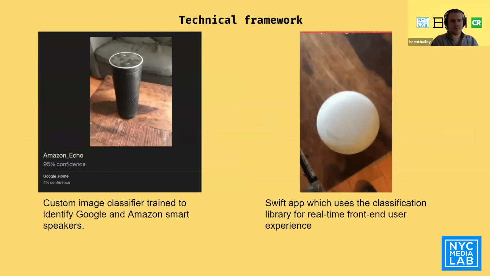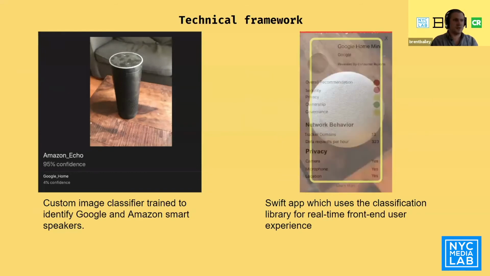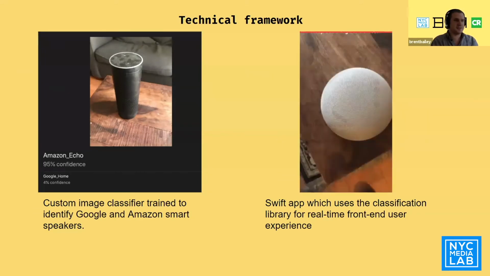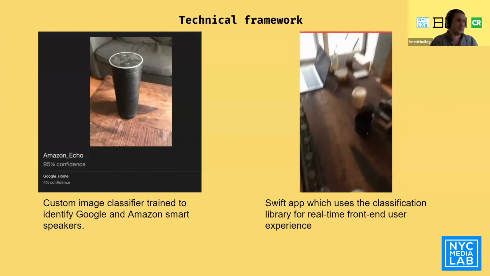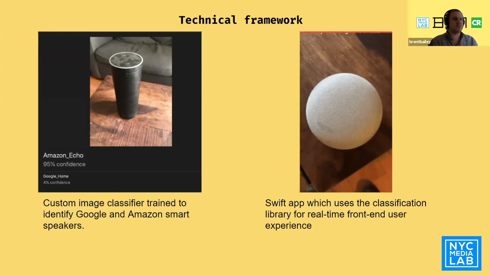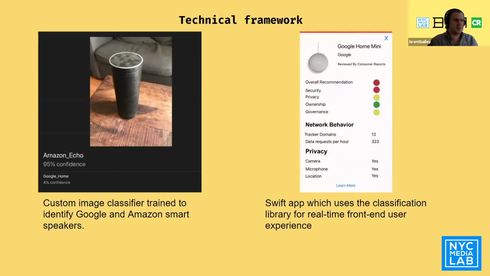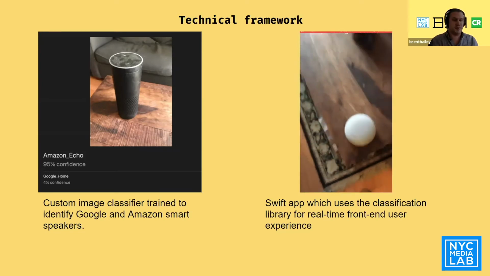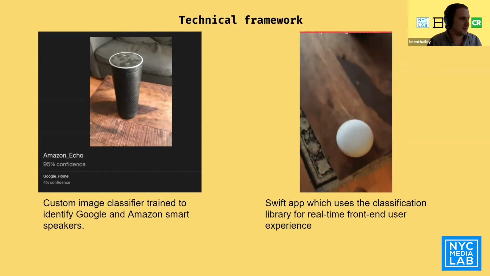Hey everybody. So our technical framework has two major parts. We have an iPhone app that allows the users to point their camera at a device and display its information, and an image classifier model that's trained to identify different smart speakers. We chose smart speakers because we have them at home to test on, but don't worry, we keep ours unplugged.